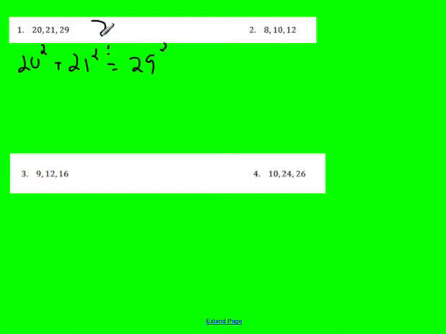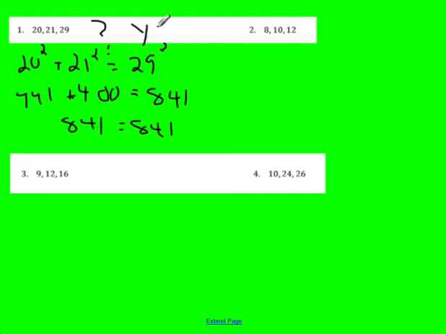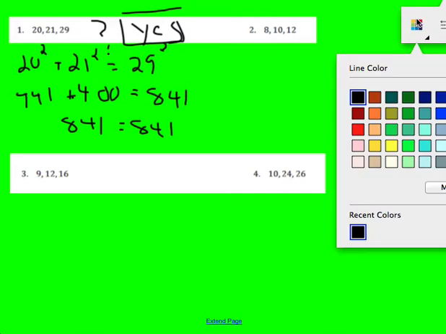Okay, so 21 squared is 441, and 20 squared is 400, and that's going to be equal to 29 squared, which is 841. We'll add those two together, and you get 841. Does 841 equal 841? Yes. So yes, those three numbers form a Pythagorean triple. You can't just say yes or no. You do have to actually write out the work showing me that this is true.